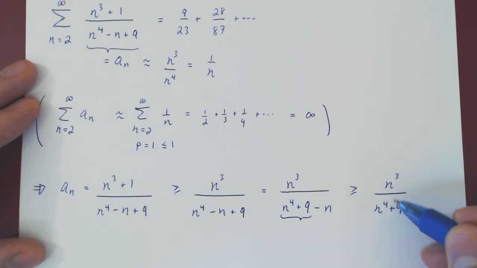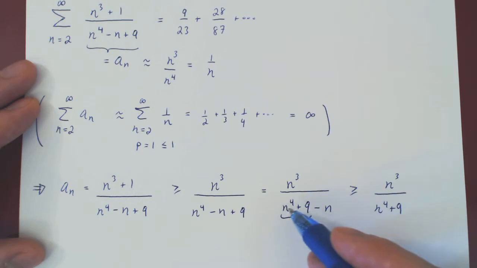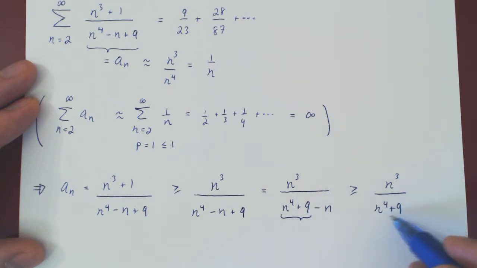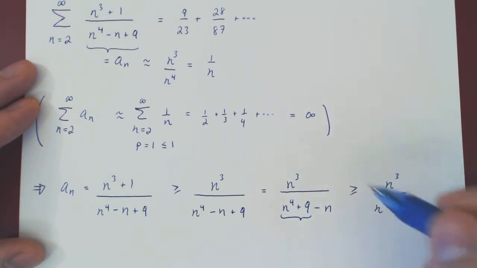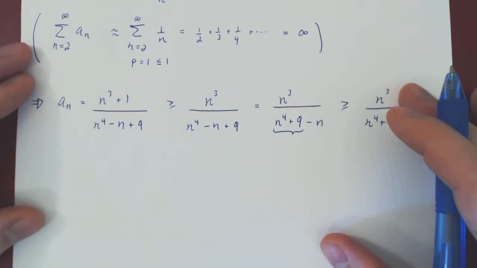So this fraction is smaller than this fraction, as we clearly have a larger denominator. So we're almost there. We're almost at n cubed over n to the 4. The only problem is the 9. And here there is a twist.